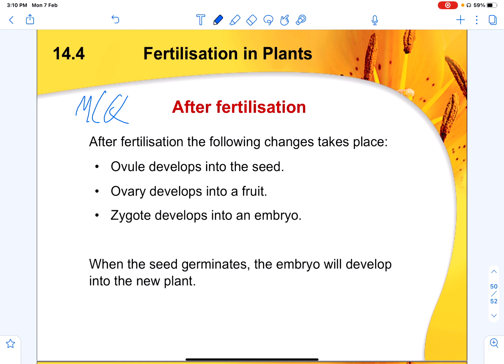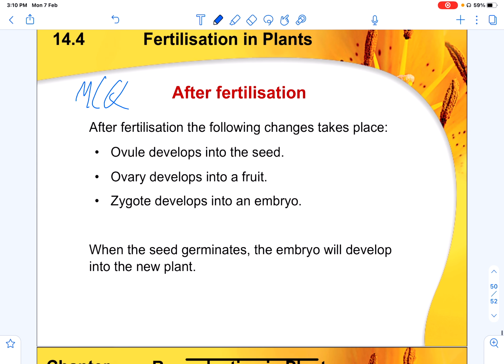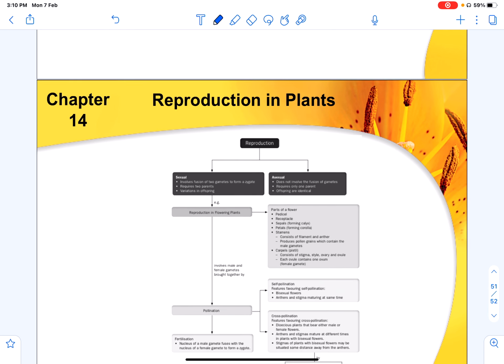So after fertilization, this one can come as an MCQ. The eventual pathway of how it will change is that the ovule will become the seed, the ovary will develop into the fruit, and the zygote will develop into the embryo. So when the seed germinates, this embryo will develop into a new plant.